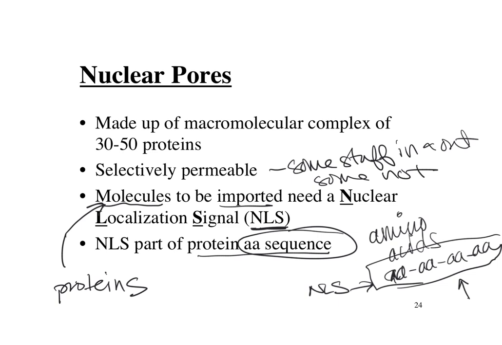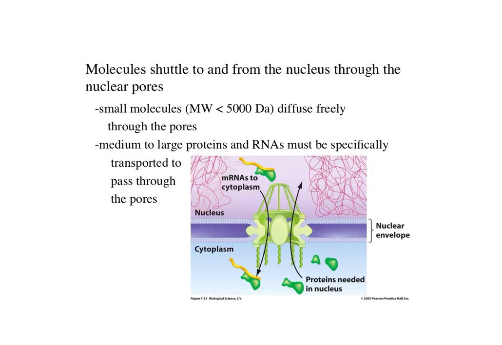Well, let's take a look, shall we? Yes, we shall. Molecules shuttle to and from the nucleus through the nuclear pores. Large proteins and RNAs must be specifically transported through the pores. Yay, we just said that. Same thing, right? If the proteins need to go in, they have to have an NLS. So this must have a specific sequence of amino acids in it to get sent in. We'll talk about coming out in a second.